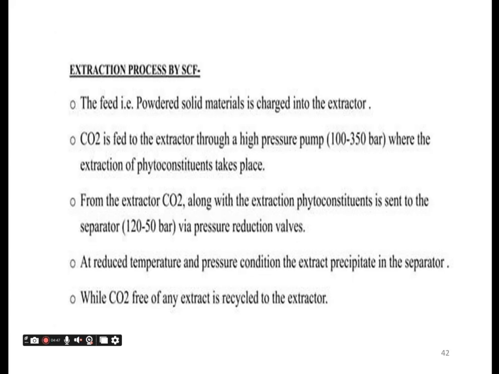Then what are the steps for this? Feed the material into the extracting assembly, and pass the CO2 at a pressure of 100 to 350 bar, and the extraction material is dissolved into it. And from the extractor, along with the extract, it is sent to the separator via a pressure reduction valve.